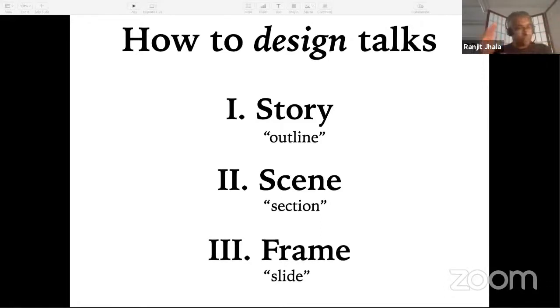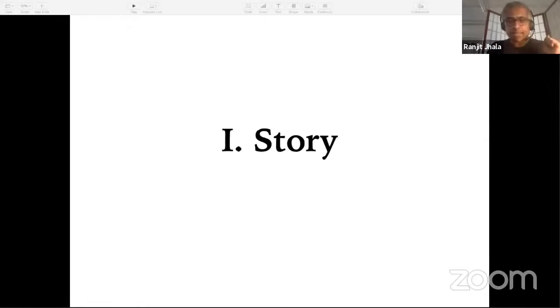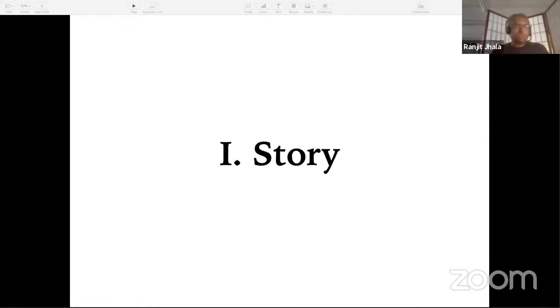So don't start with the slides first. We're going to follow this progression where you first start with the story, then think of the scenes, and then think of the frames. And I will explain what I mean by each of these terms in detail. And like I said, this talk itself is kind of self-referential. We're going to follow this arc as we go along. So first, the story.